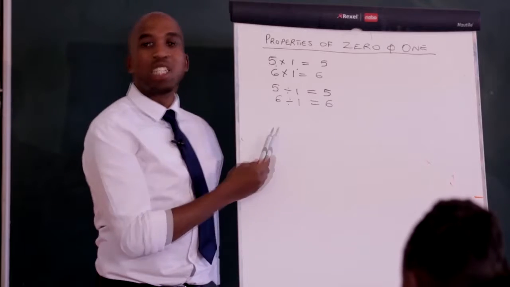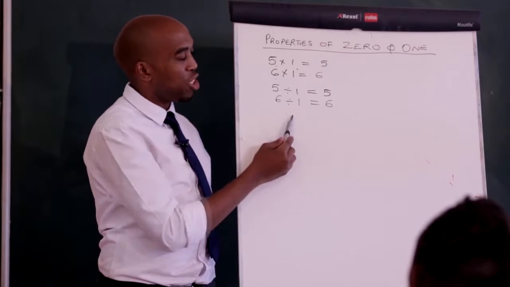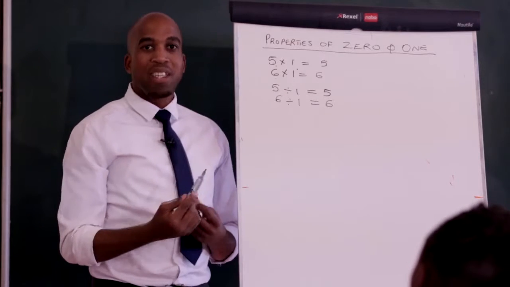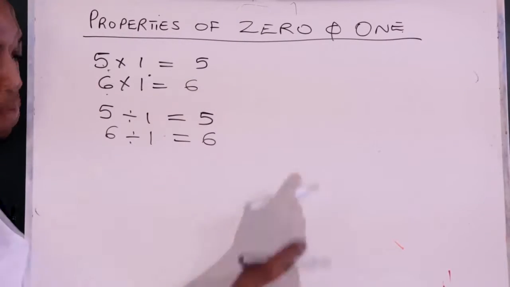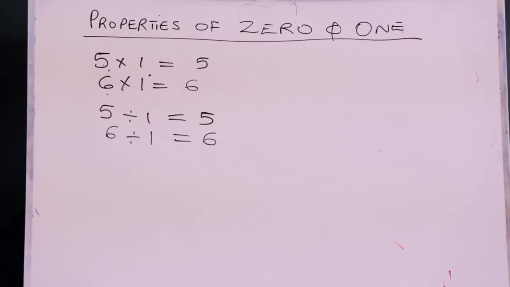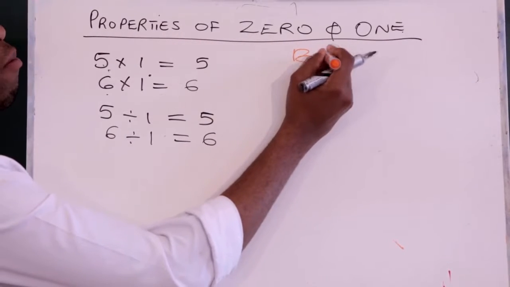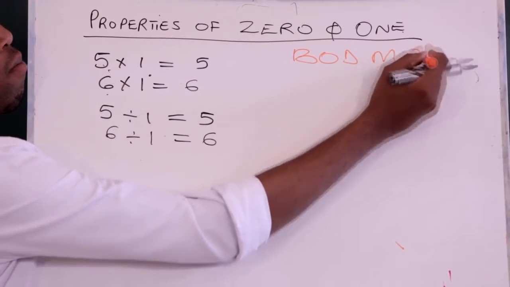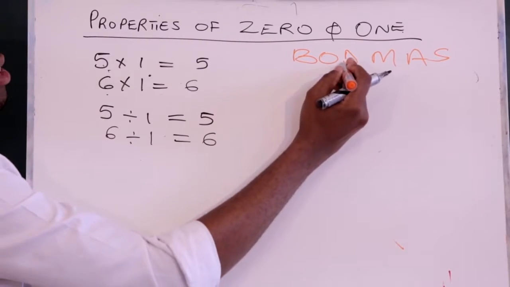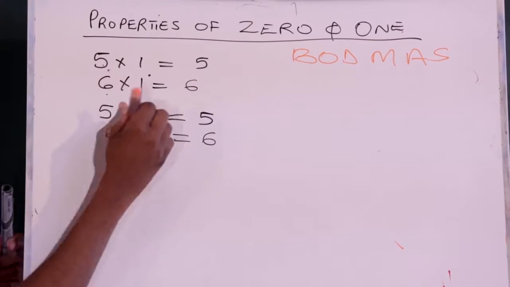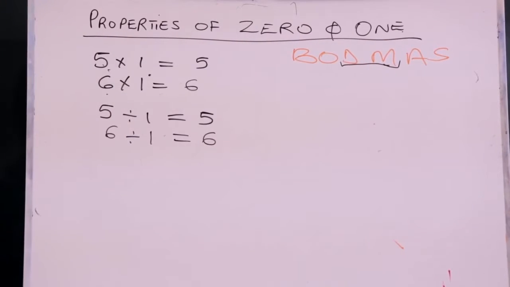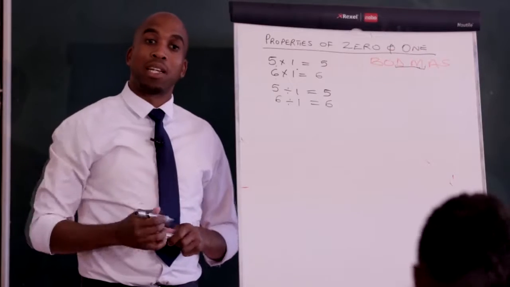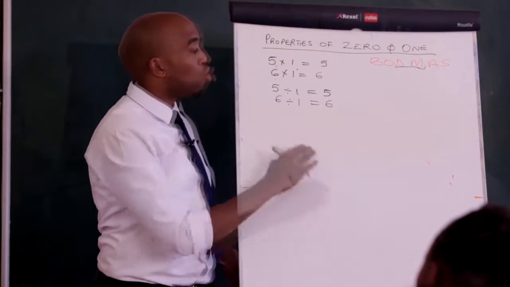So why 1 again? It's because of multiplication and division. These guys, they have a relationship. That is why, even from the previous lesson, when we spoke of BODMAS, let me write it here. When we spoke of BODMAS, here's your division and multiplication. They are friends, my classmate. So it is very important for you to know these things.